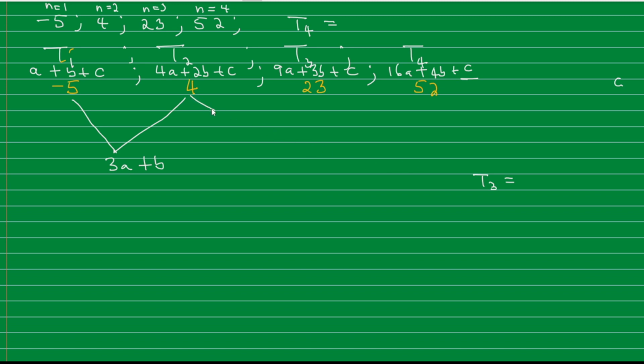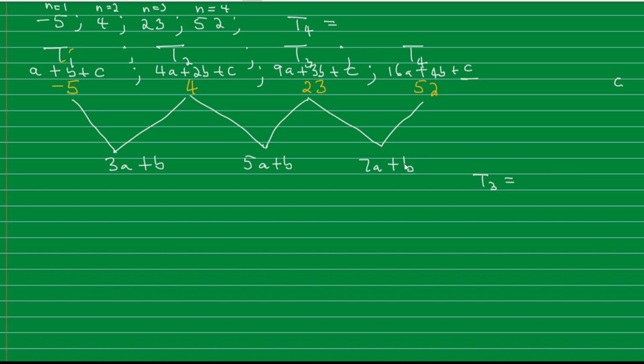Let's subtract again. 9a plus 3b plus c, subtract that one, we subtract like terms. 9a subtract 4a, we get 5a. 3b subtract 2b, we get b. c subtract c, that is 0. We subtract over here: 16a subtract 9a will be 7a, and 4b subtract 3b will be b.